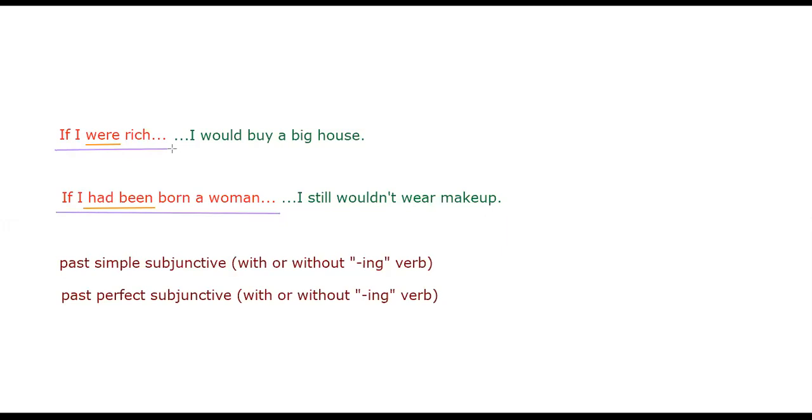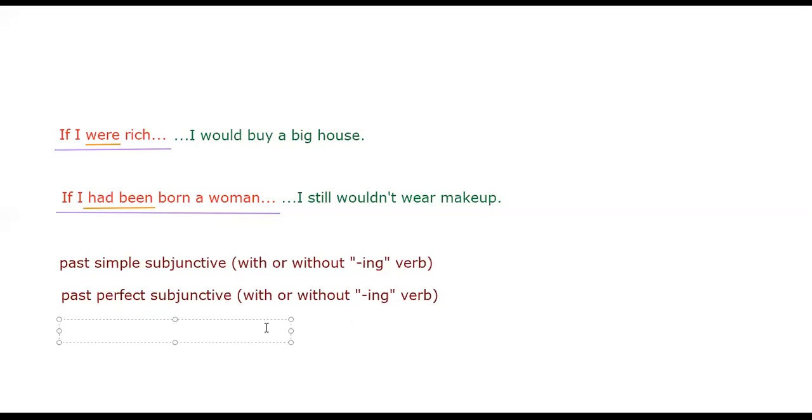So the past simple subjunctive or the past perfect subjunctive. So here we have two past subjunctives. So what's the difference between the two? Well, the past simple subjunctive points to the present, and the past perfect subjunctive points to the past. So that's something that's very important because a lot of people, natives and non-natives, mix this up. So let me make it clear. This points to the present.